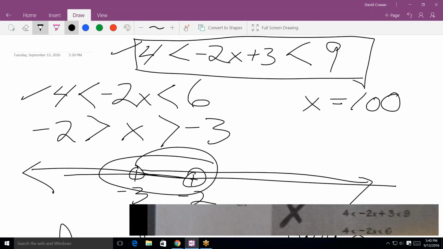Inequalities are a lot like equations, even if you have 3 parts. Anything you do to the left part, you can do to the middle part, you can do to the right part. Okay? So it's like having an equation that has 3 pieces to it. And you always have to do the same thing to all three pieces. In other words, you can't subtract 3 from the 9 and not subtract it from the 4 or the middle.